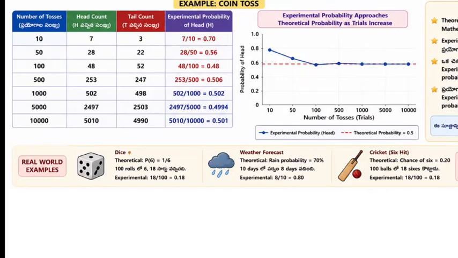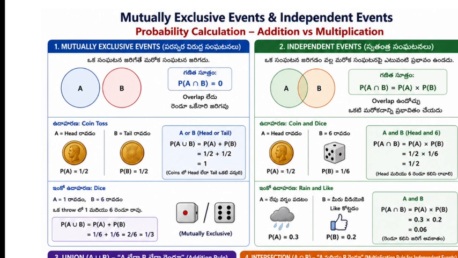In this video, we will learn about the law of large numbers. Also, we will discuss two other important concepts from statistics. They are mutually exclusive events and independent events.